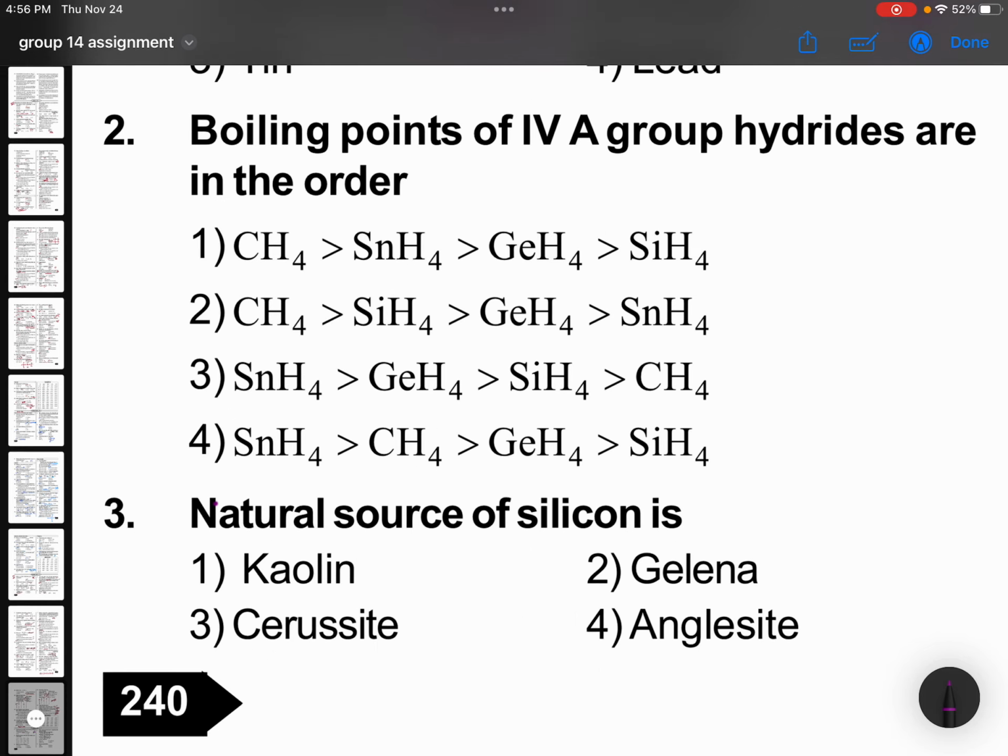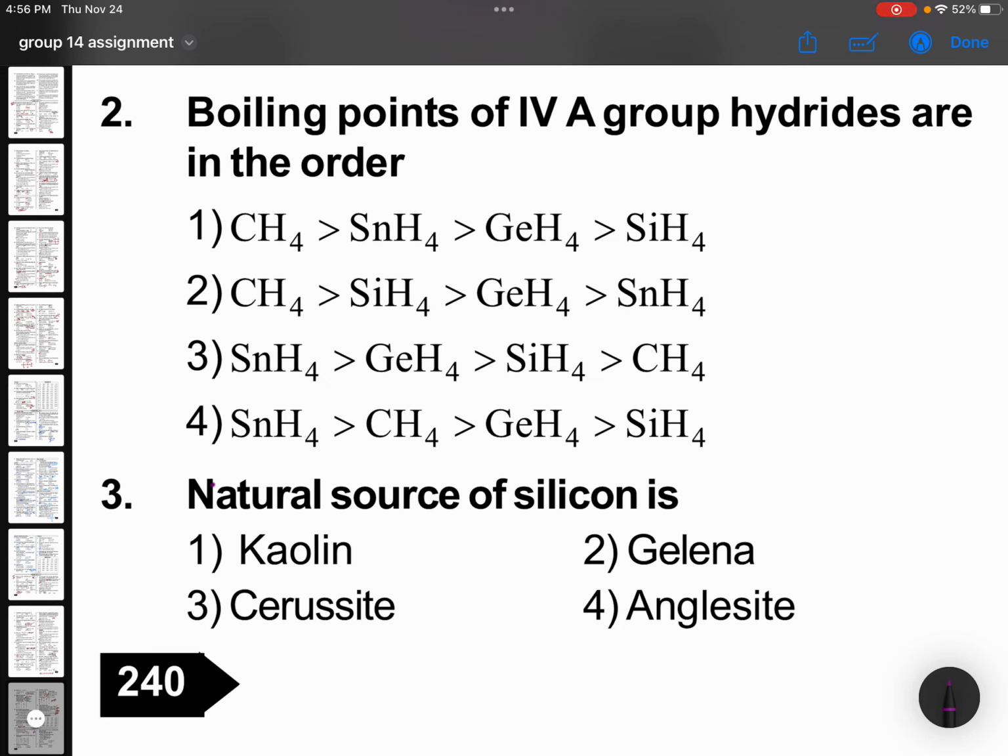NCERT data. Boiling points of fourth A group hydrides are, okay, now he is asking about the hydrides. So methane is least, because methane is a gas. Natural source of silicon is silicon, okay, kaolin.